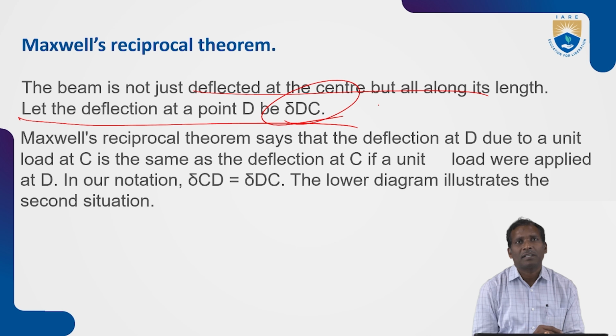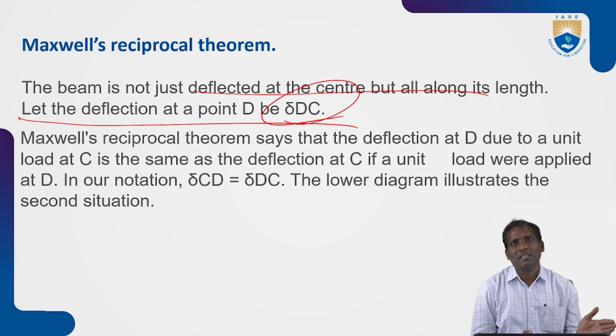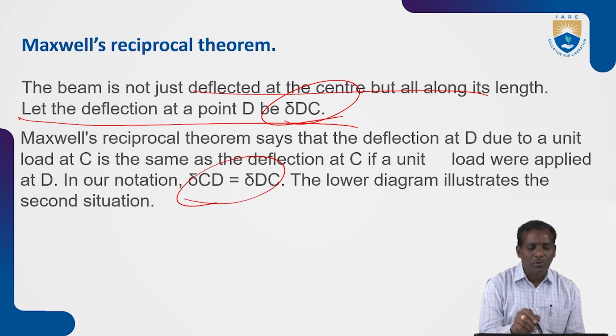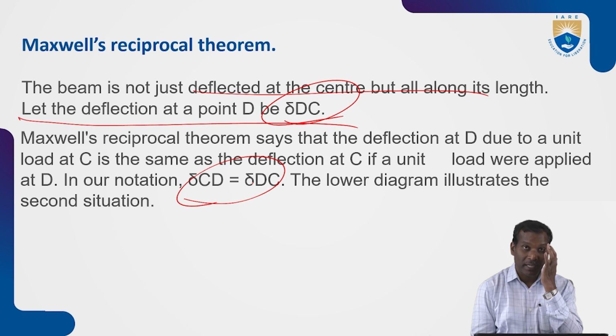So Maxwell's reciprocal theorem says that the deflection at D due to a unit load at C is the same as the deflection at C if a unit load were applied at D. So that is the main theorem, the main rule: delta CD is equal to delta DC.